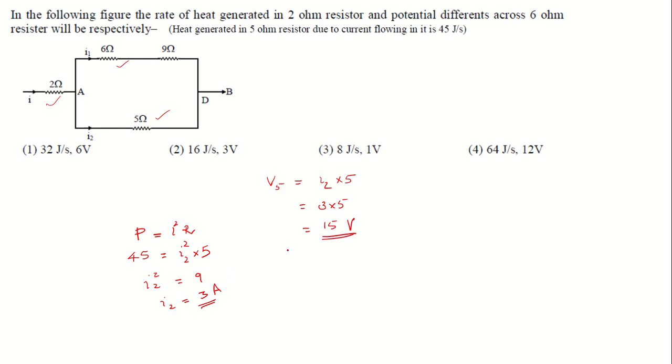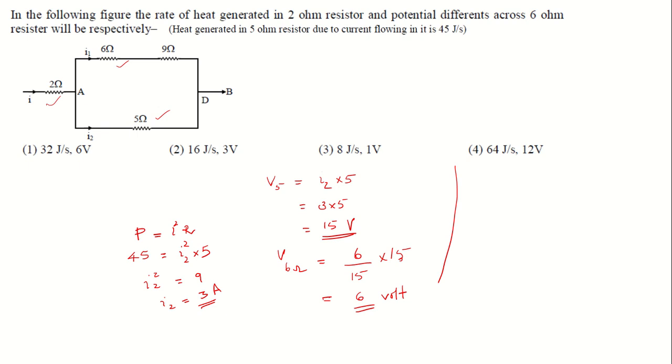Then we can easily find the potential across the 6 ohm resistor. How? It is directly proportional to the resistance. So 6 divided by the total resistance, into the total potential across that, which is 15. So we get the value as 6 volt. So we get the answer for the first part.